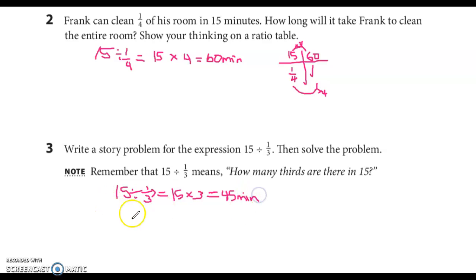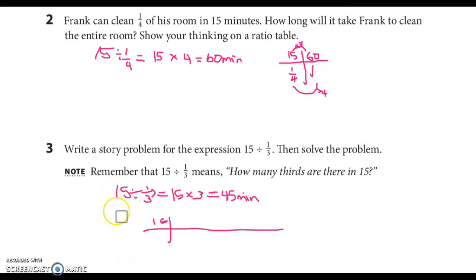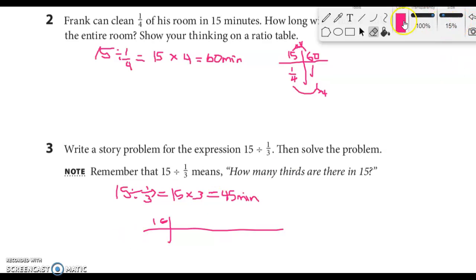Let's check it using a ratio table. 15 over 1/3. You're going to have to multiply 1/3 by 3 to get 1. And then you have to multiply 15 by 3 to get 45. So the answer is 45 minutes.